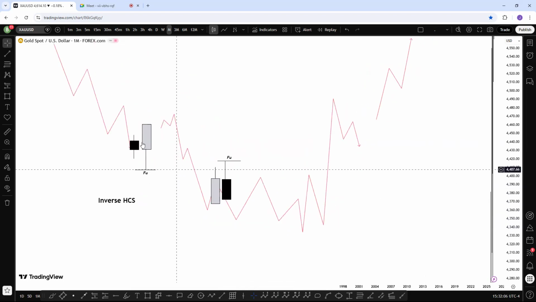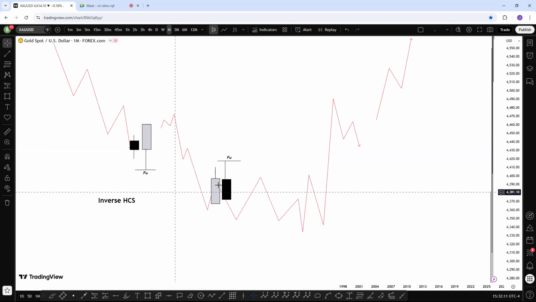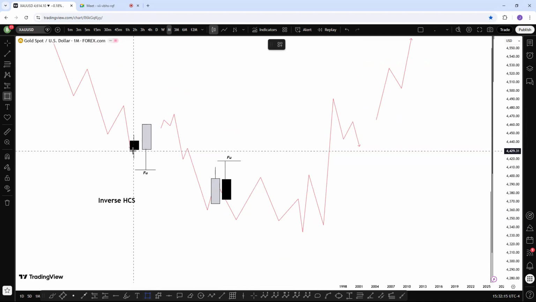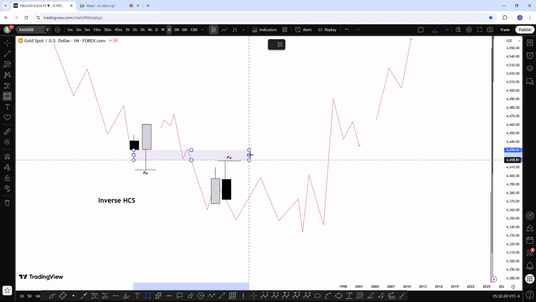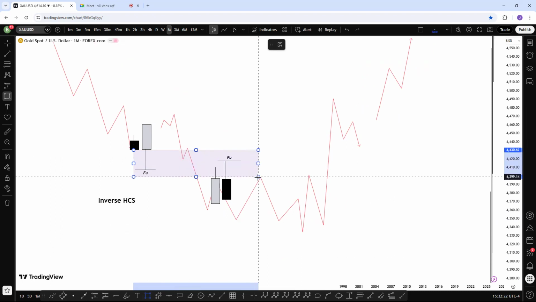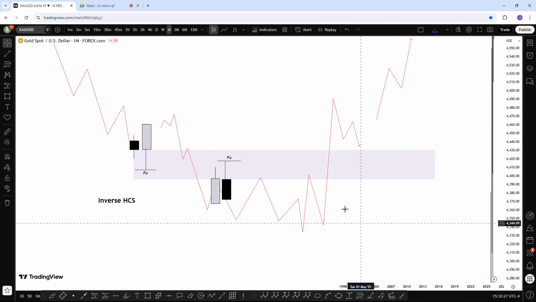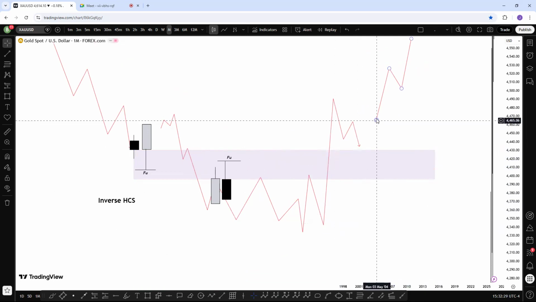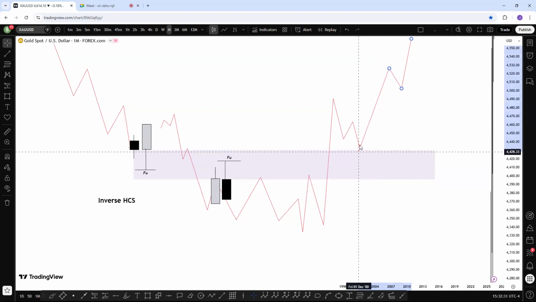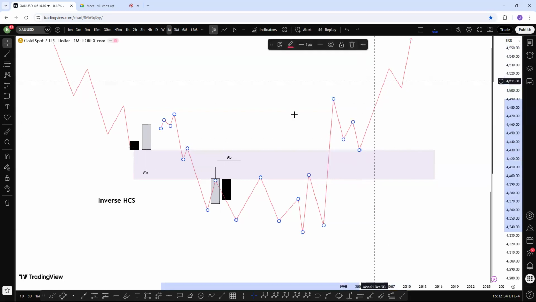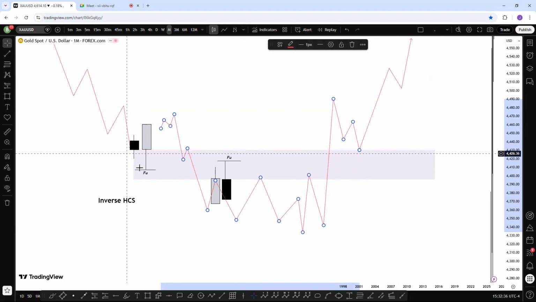So this also is what we call institutional zone, okay? Strong HS. If you have to mark, you can mark the top right there and the bottom around here, like this. This is institutional zone. Once it's broken, market is likely going to test it, and then you continue to go higher, okay? So this is what we call HS.